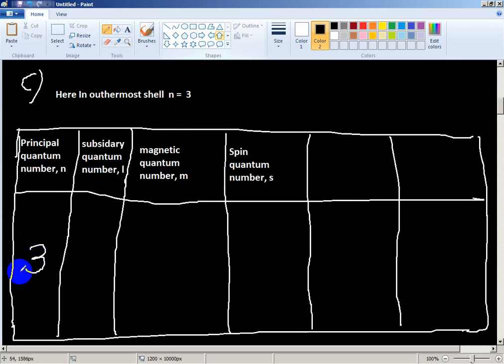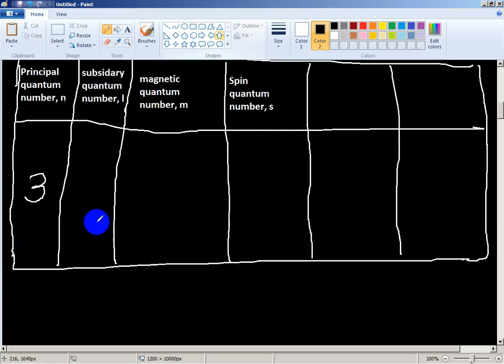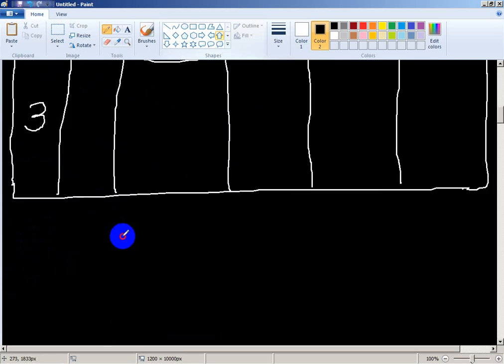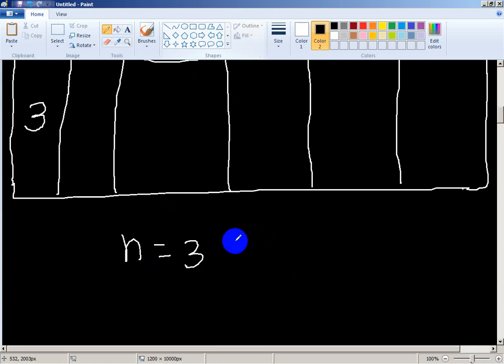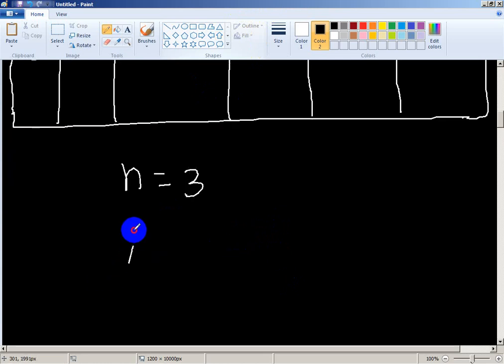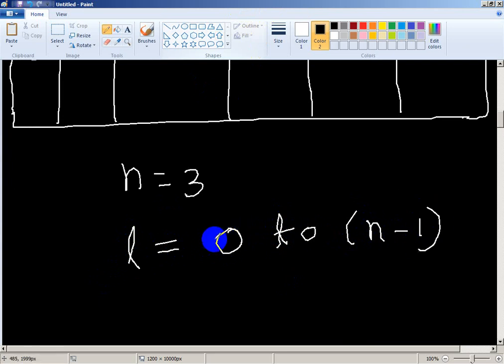Okay, what is the subsidiary quantum number, the L value? If n equal to 3, what is the L value? Hello student, unmute everyone. What will be the L value? We know L goes from 0 to n minus 1. So if n equal to 3, what will be L?